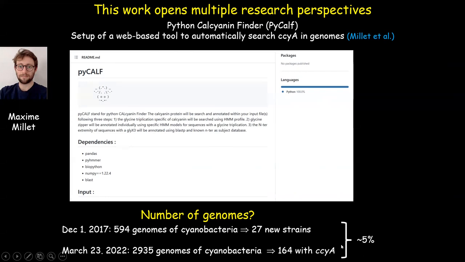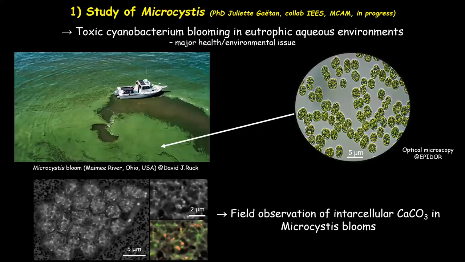the cyanobacteria strains with the calcyanine are only 5% of the total cyanobacteria. I mean, you may say it's a lot or it's not, but this is the number. But be careful, this is modern cyanobacteria. We have no clue what this percentage was a long time ago. Then, it's not for all cyanobacteria. There are some cyanobacteria where it's much more frequent.